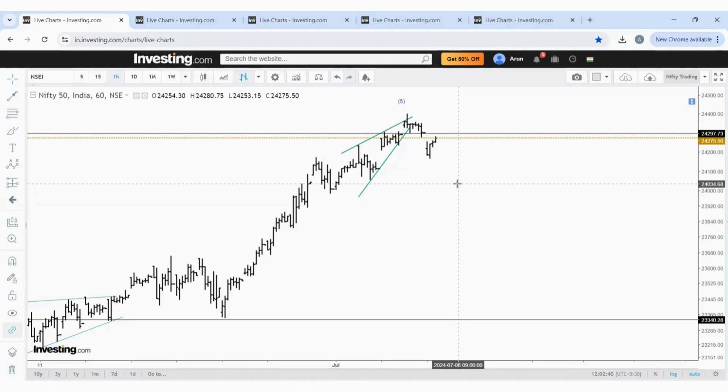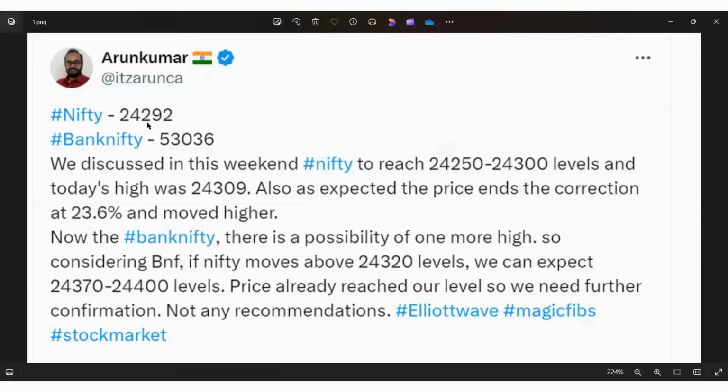Just wait, based on the time frame you are trading, few minutes or few hours or 1 or 2 days, and see what the price is doing there. I am just sharing information. Once the price reached 24,200, I reanalyzed the same situation, and I shared on July 3rd when Nifty was trading around 24,292 and Bank Nifty 53,000. In the previous weekend video, we discussed that the price is possible to reach 24,250 to 24,300. I hope you remember. And today's high was 24,309.